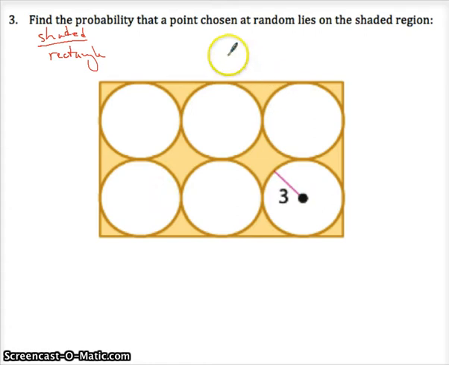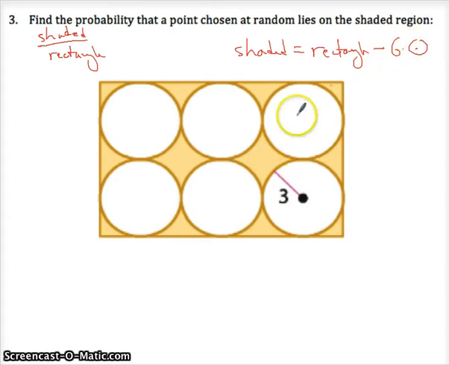Okay, so shaded region. For the shaded, we're gonna do rectangle, and then we're gonna subtract 6 circles. So that's what that means, 6 circles. So I got to find the area of the rectangle, and I got to find the area of each circle.